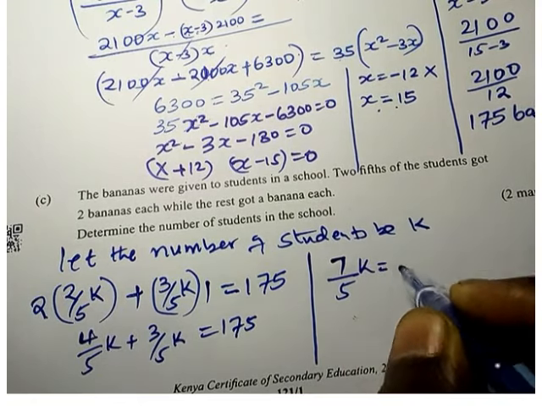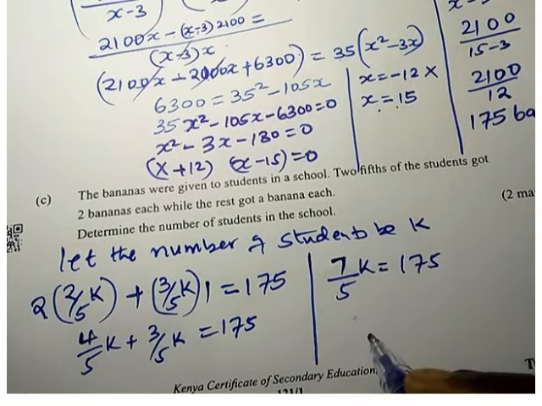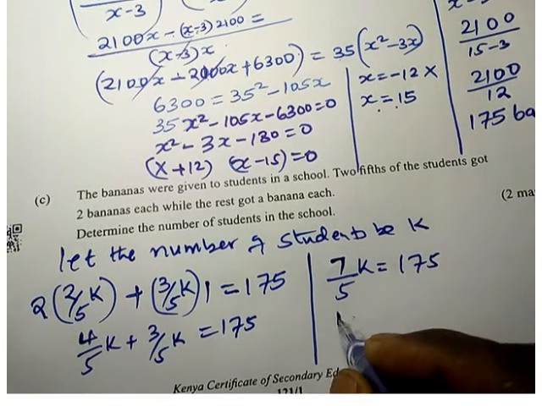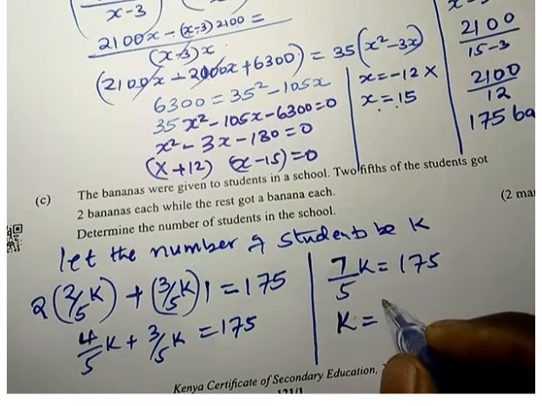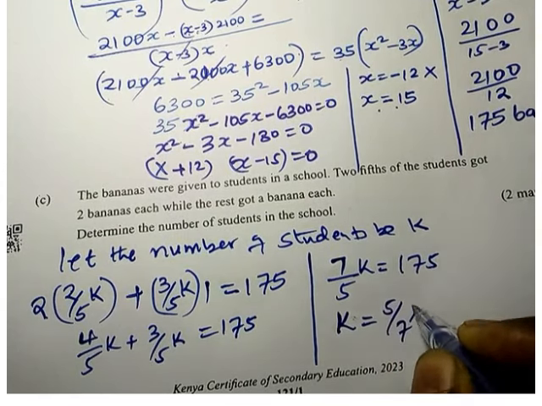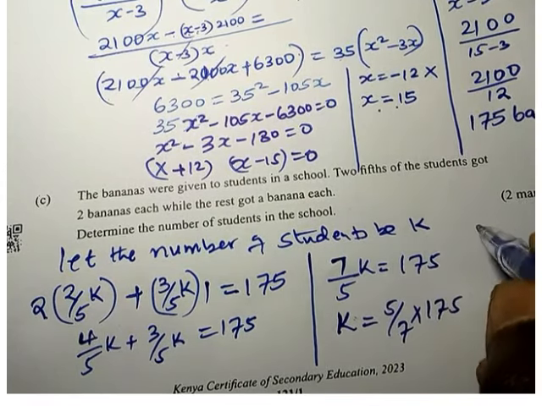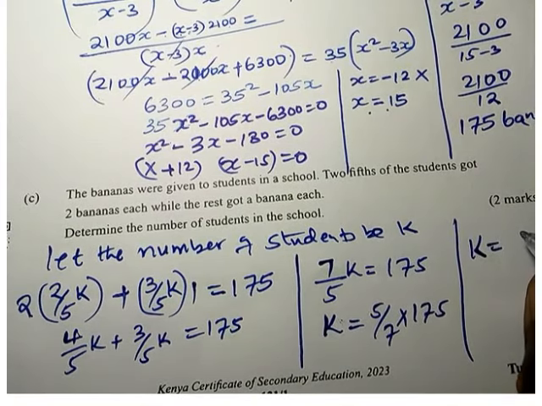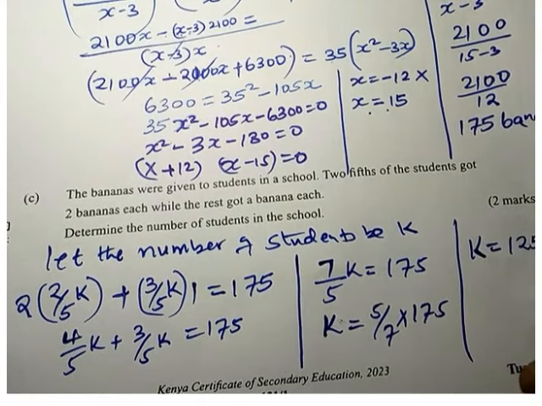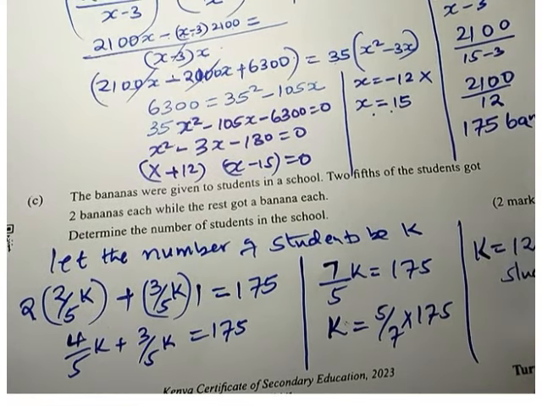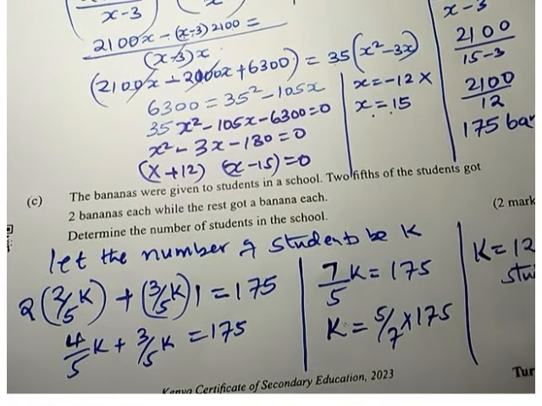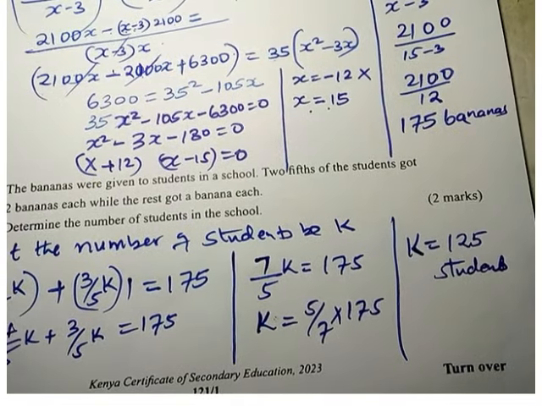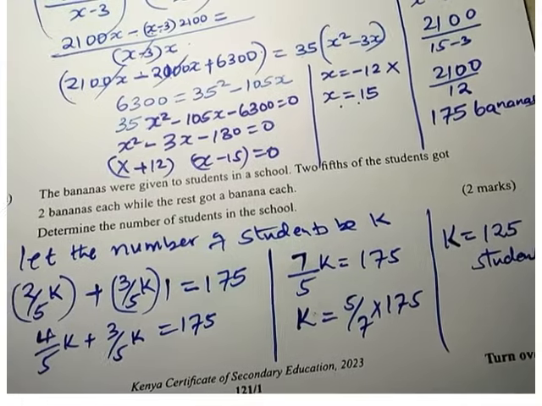is equal to 175. So you can get the reciprocal of this. So k is equal to the reciprocal, that is 5 over 7 times 175. And k is equal to 125 students.